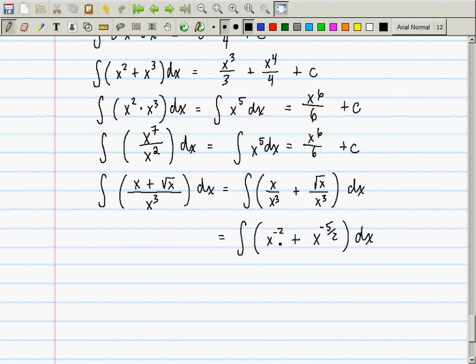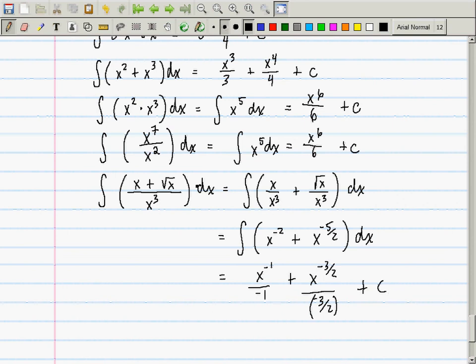dx. And now, you know how to compute the antiderivative of each one of them separately, and with the sum rule, you can say that this is x to the negative 1 divided by negative 1 plus x to the negative 3 halves divided by negative 3 halves plus a constant. So any question about this one?